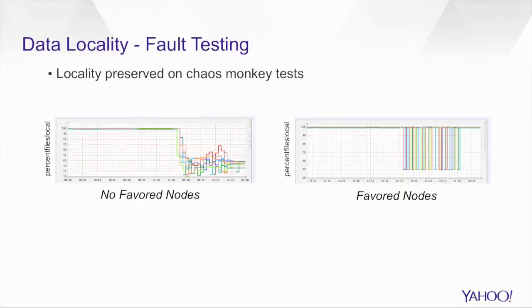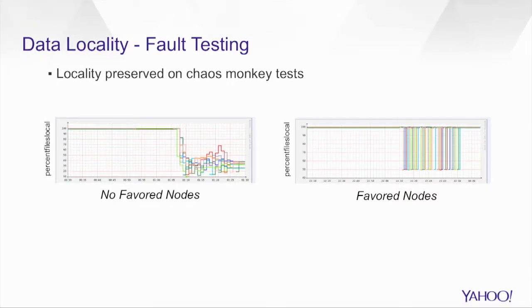So we ran a Chaos Monkey test on our dev cluster. Now, without favored nodes, you can see that the locality drops as soon as the chaos begins. The region servers are going up and down, and the regions are getting moved, and they're not assigned, so you actually lose locality. It actually has 100% locality to start with. Now this is the worst case scenario.